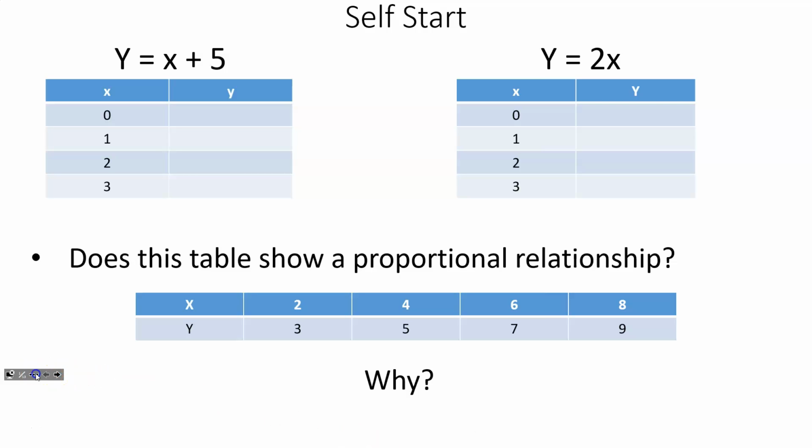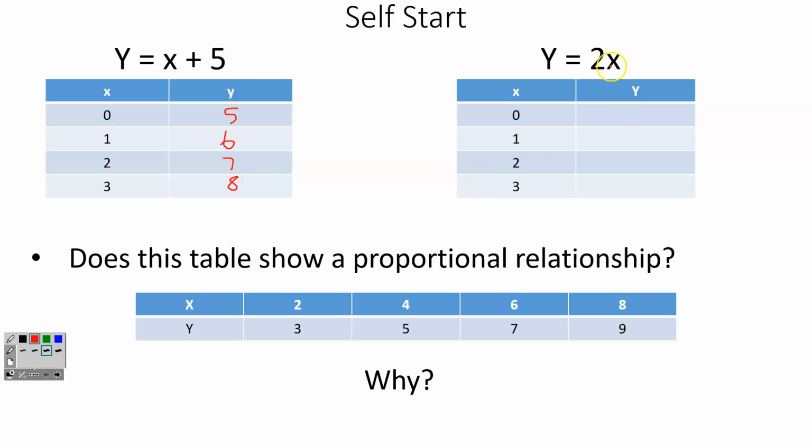First off, for our self-start, we're going to use the equation y equals x plus 5 to fill in our table. So what this says is x plus 5. Instead of saying x, we're going to replace it with these numbers over here. So instead of x plus 5, it's 0 plus 5, which is 5, or 1 plus 5, which is 6, or 2 plus 5, which is 7, or 3 plus 5, which is 8.